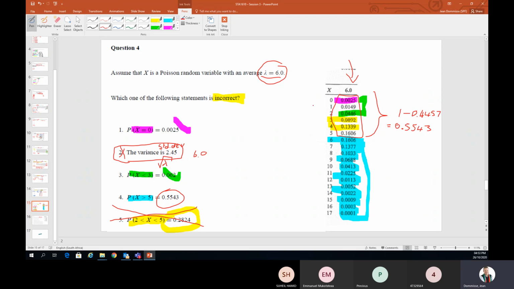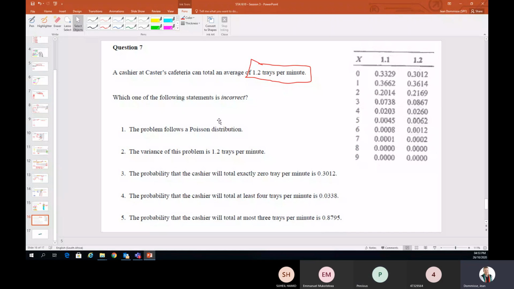Okay, so are you guys happy with how this was calculated and the ways of doing it? Yes, I'm happy. Okay, awesome. Okay, so let's look at the last one.